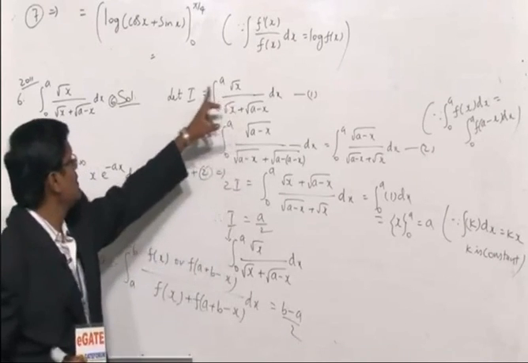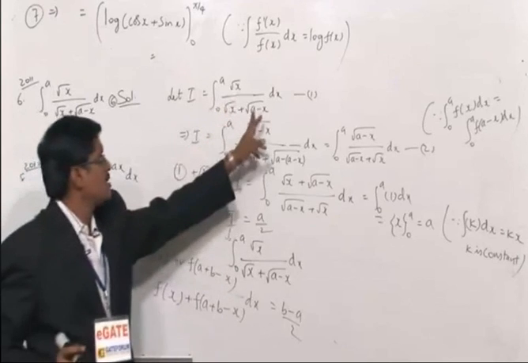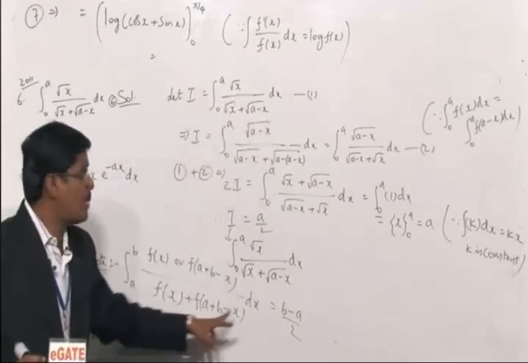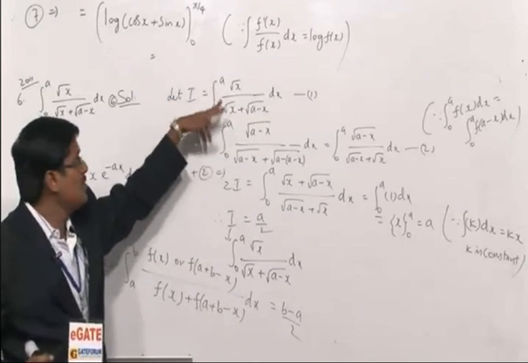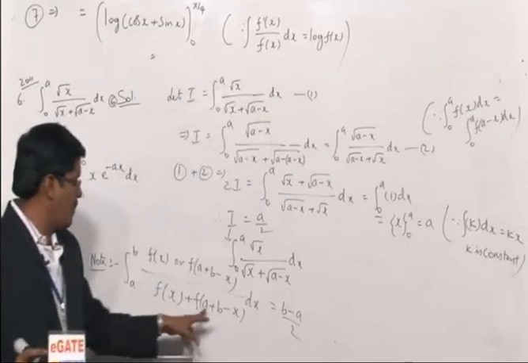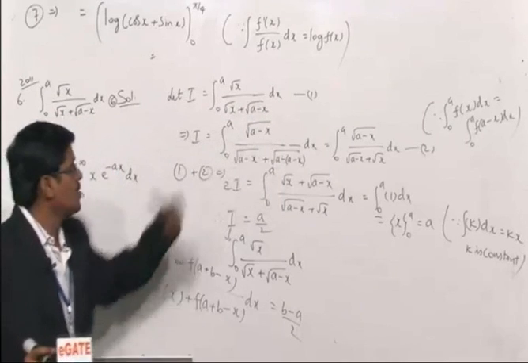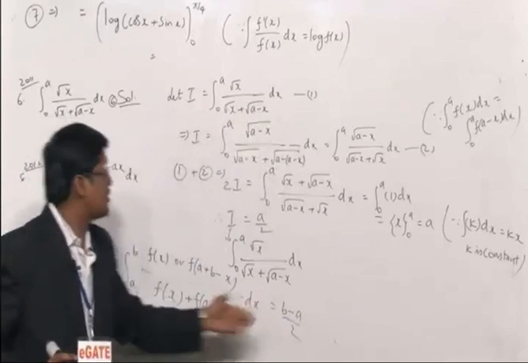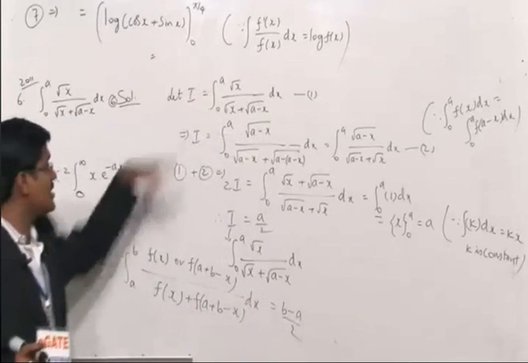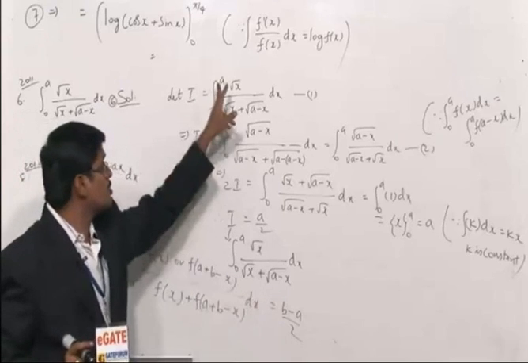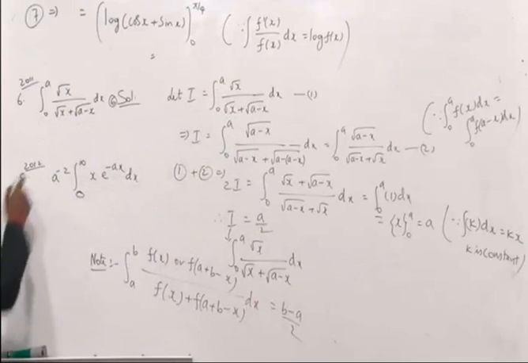Just see this example. Take root x as f of x. This root over a minus x is a plus b minus x, where upper limit b is equal to a and lower limit a is equal to 0. What is a plus b? Here 0 plus a, so a plus b minus x becomes a minus x. What is the answer? b minus a by 2, that is a minus 0 by 2. So accordingly this answer is a minus 0 by 2, which is a by 2. So only the 8th problem is there.